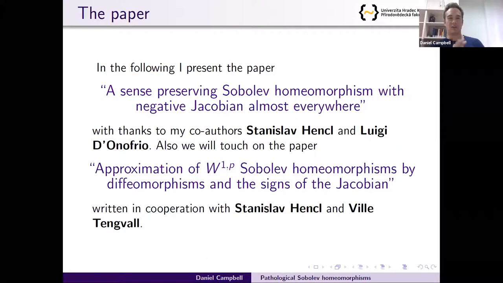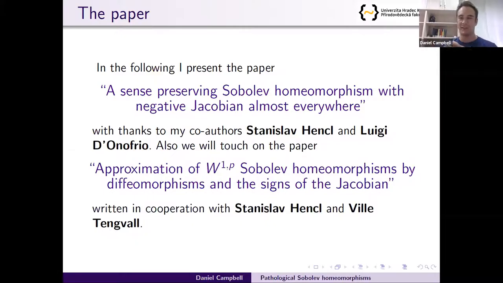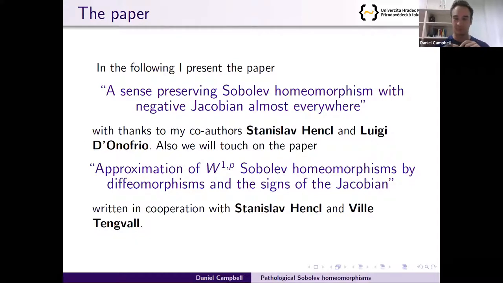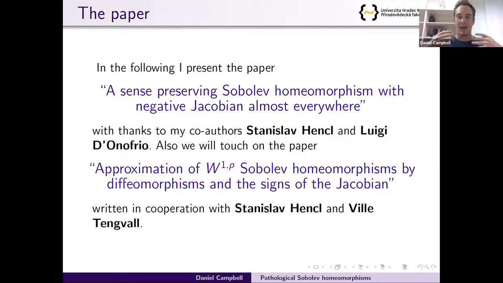Right, so I want to just show you these papers. The one which I wrote with Stanislav Hencl and Luigi D'Onofrio, that's the one I would like to focus on, but we'll also be touching on this paper which I wrote with Stanislav Hencl and Ville Tengvall. Both of them are to do with Sobolev homeomorphisms, where the Jacobian has very unexpected behavior. And just talk a little bit about the motivation for that.